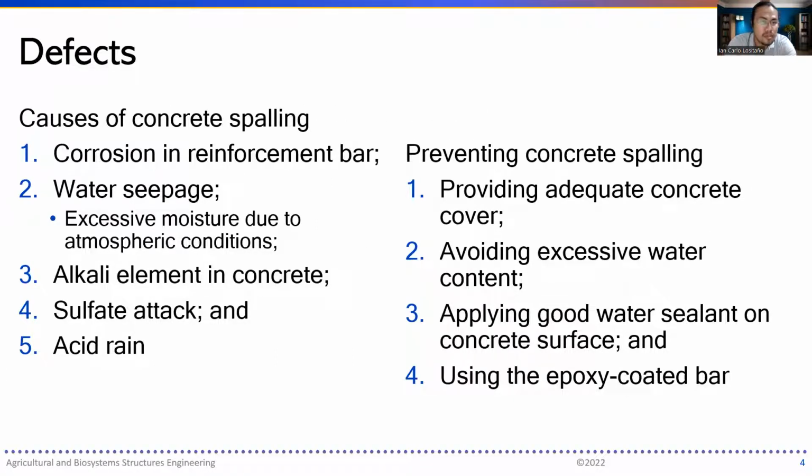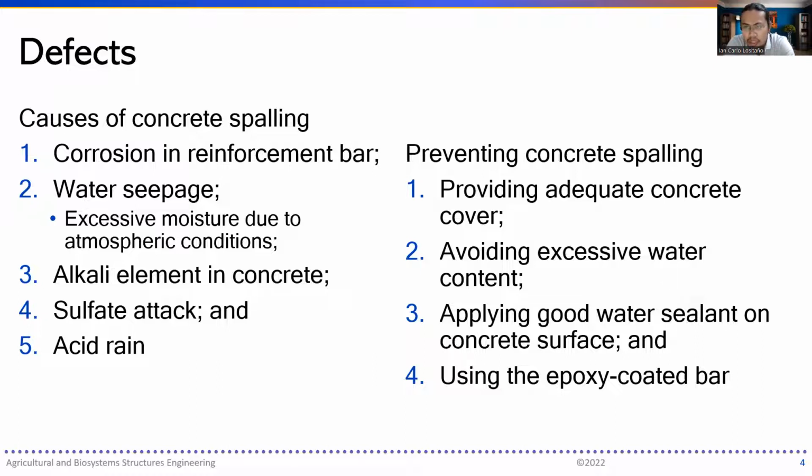Now there are causes of concrete spalling. You have corrosion inside the reinforcing bar. There's also water seepage, and the water is causing that kind of corrosion. Excessive moisture is due to the ambient conditions. The air could be too humid. There's also alkali element in the concrete. There's sulfate attack, and then there is acid rain.